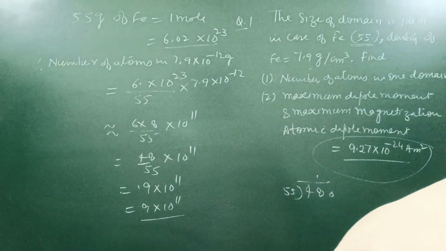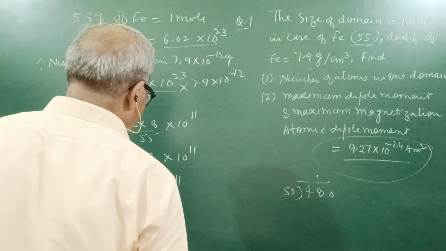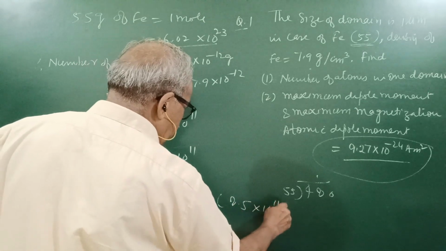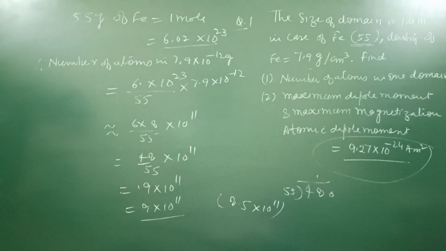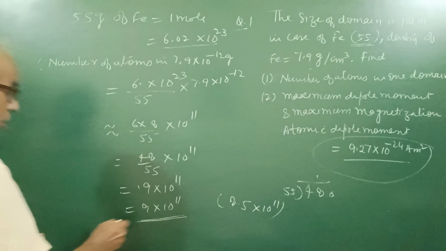Here the exact number is 8.65 if you solve it by multiplying. That does not matter here. My aim is to tell you the method so that you may understand. So this is the number of atoms in one domain.